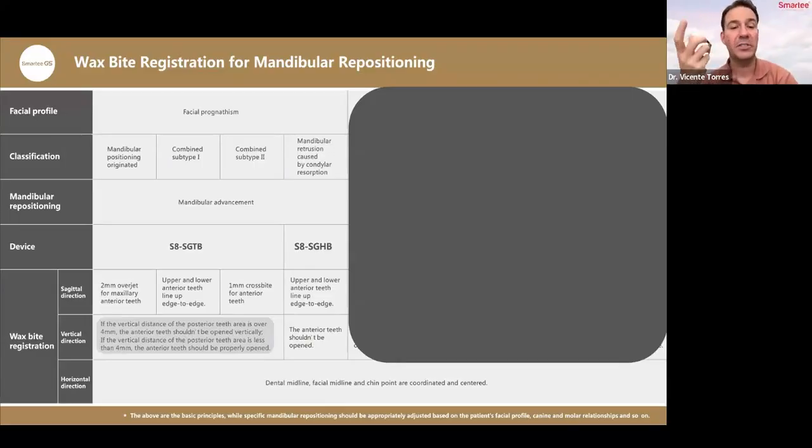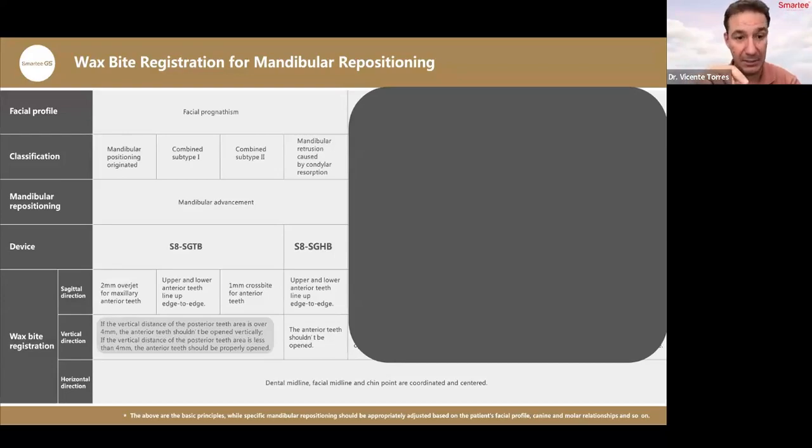And the other important thing in the twin block is the vertical direction. The vertical direction is the vertical distance of the posterior teeth. Why? Because Professor Vicente said it's very important to leave at least 4 or 5 millimeters. Why? Because you need space for the construction of the blocks. This is very important. So in the posterior area, you need to leave 4 or 5 millimeters.